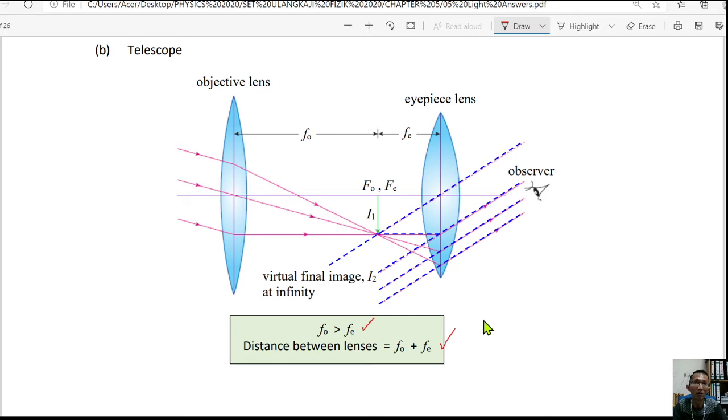So that's how we build a microscope and a telescope. If I have a microscope, then FO must be less than FE, because we put the object just beneath the microscope, very close to the lens. So this is for the microscope. But for a telescope, it is the reverse. FO must be greater than FE.